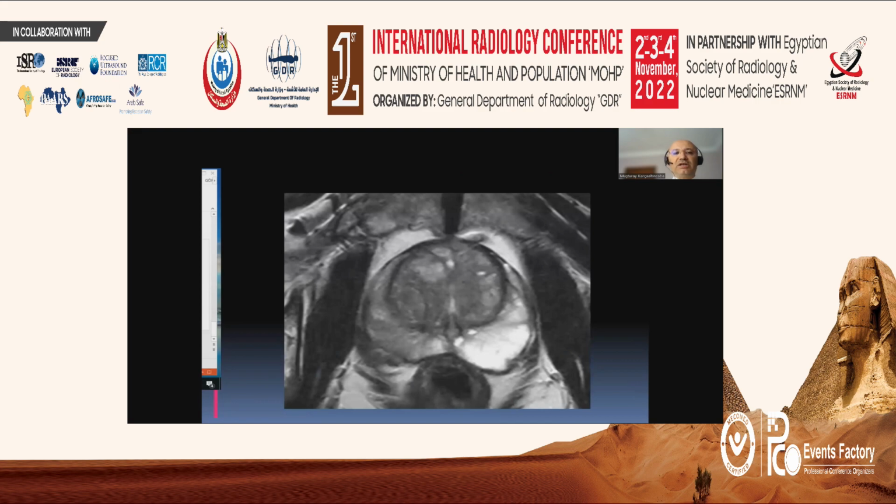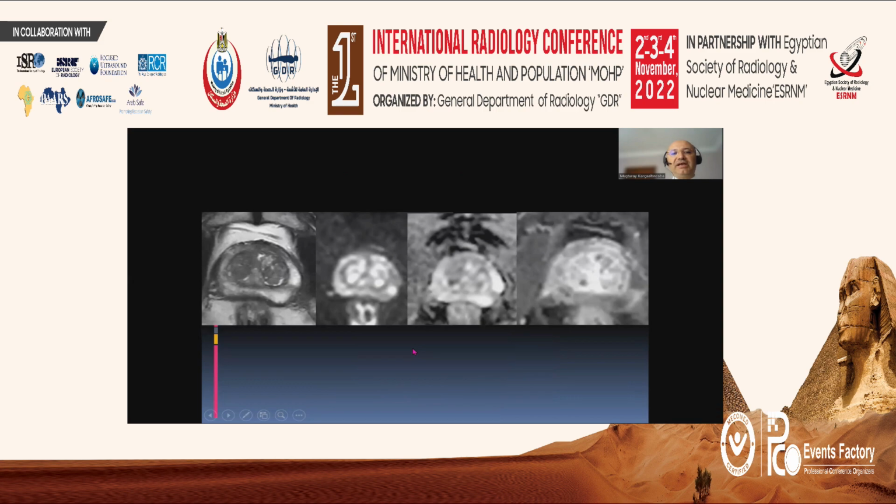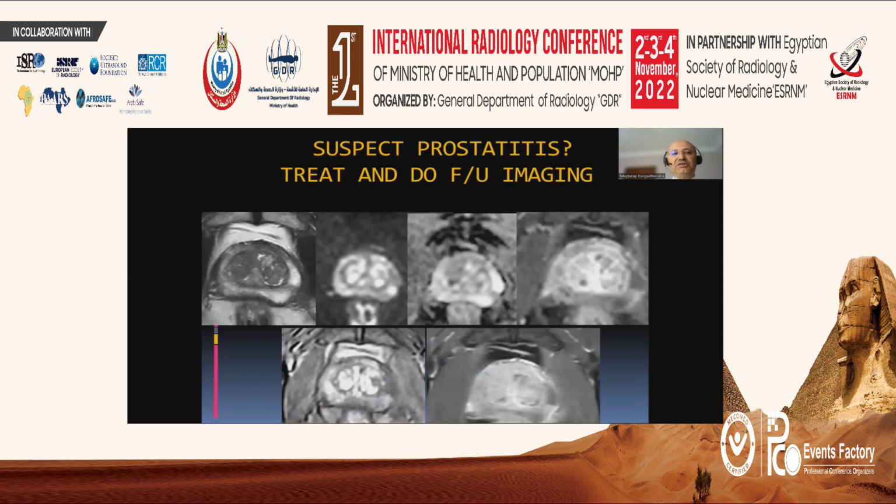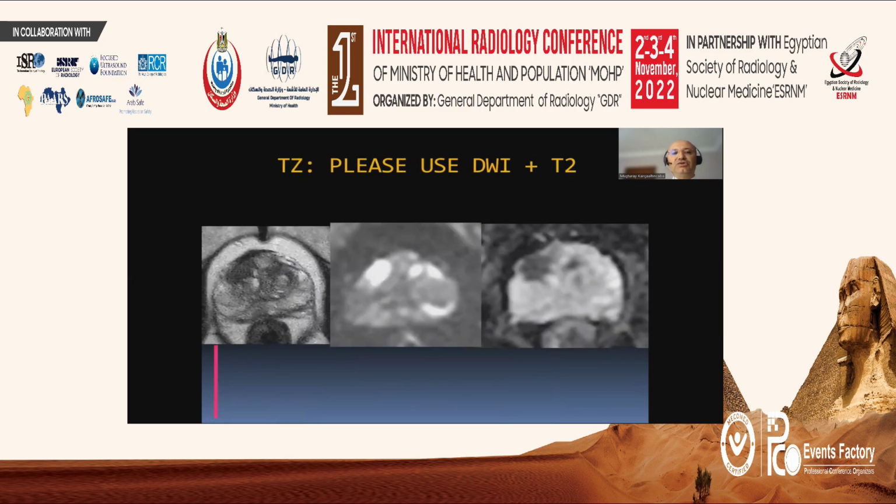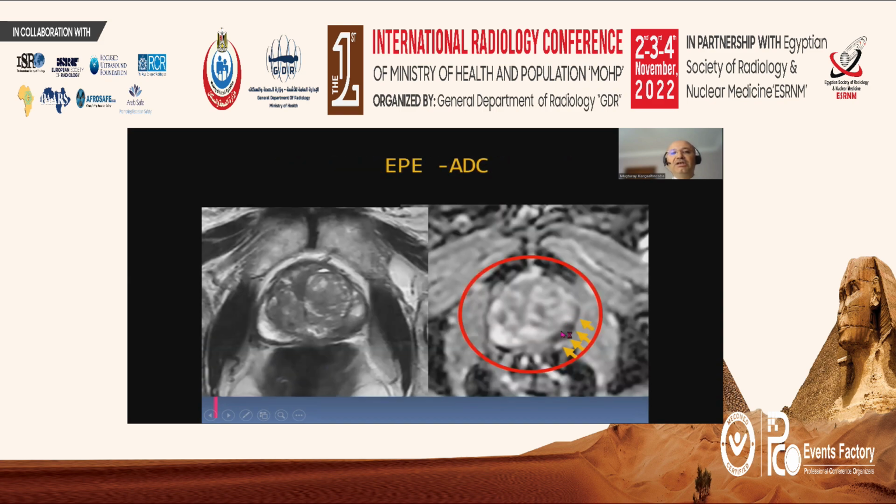How about this one? There is volume loss on the right side. Actually, this was a prostatitis. Again, another case of prostatitis in these patients. So if you suspect prostatitis, treat and do a follow-up imaging in 3 to 6 months. Please use diffusion and T2 for the peripheral, for the transitional zone. You're not sure here, but you have 2 tumors in the transitional zone on the diffusion. And again, you look at the tumor capsule and peripheral capsule distance. If it's larger than 10 millimeters, there's a high chance of extraprostatic extension.